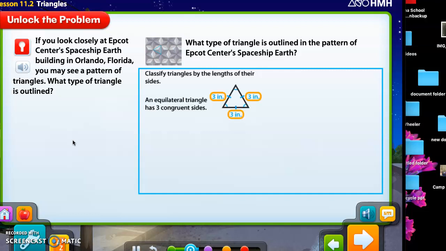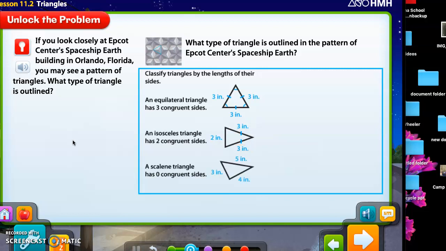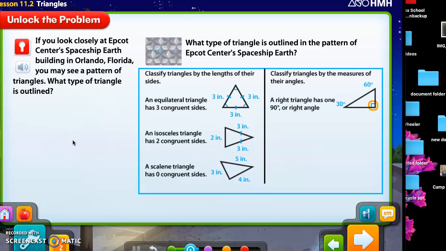An equilateral triangle has 3 congruent sides. An isosceles triangle has only 2 congruent sides. A scalene triangle has 0 congruent sides. Another way to classify triangles is by the measures of their angles.